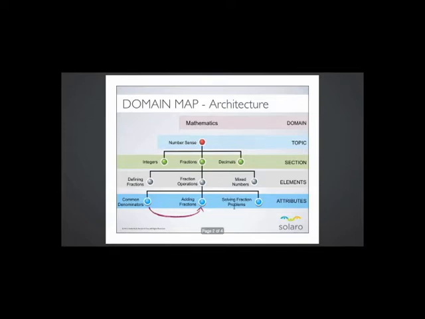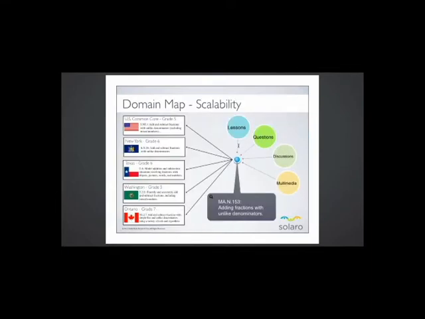So each attribute is made up of lessons, questions, discussions, and multimedia items. It varies from attribute to attribute, but you can see how cross-curricular this single attribute is. Adding fractions with unlike denominators applies in Ontario grade 7 math, in Washington grade 5 math, Texas grade 6 math, New York, and the Common Core, etc.